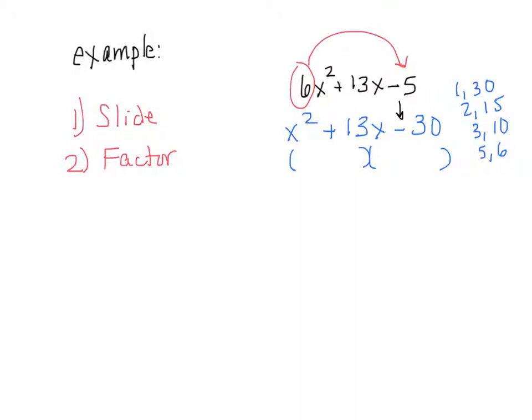Some of you may have seen 3 and 10. In order to use 3 and 10 to get a 13, they'd both have to be positive. That would not get us a negative 30 when we multiplied positive 3 by positive 10. So we are going to have to use the 2 and 15. Because the 13 is positive, my larger number, 15, is going to be positive, and my smaller number is going to be the negative. Positive 15 times negative 2 gives us the negative 30.